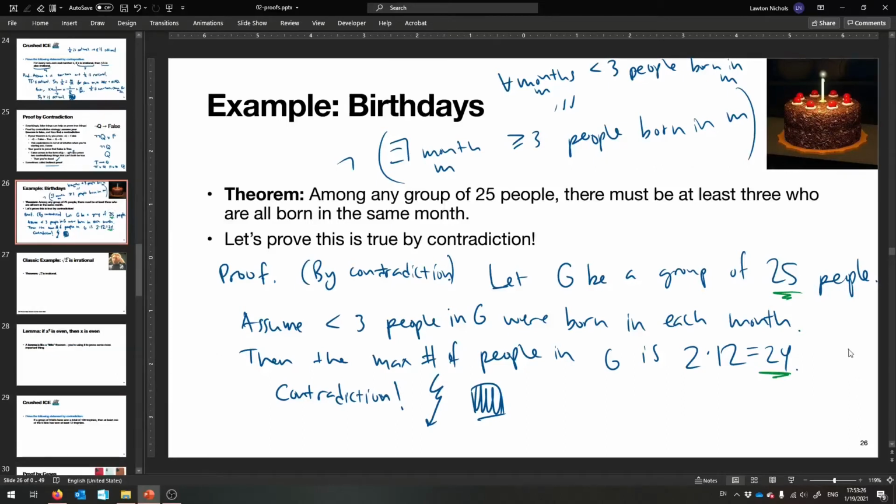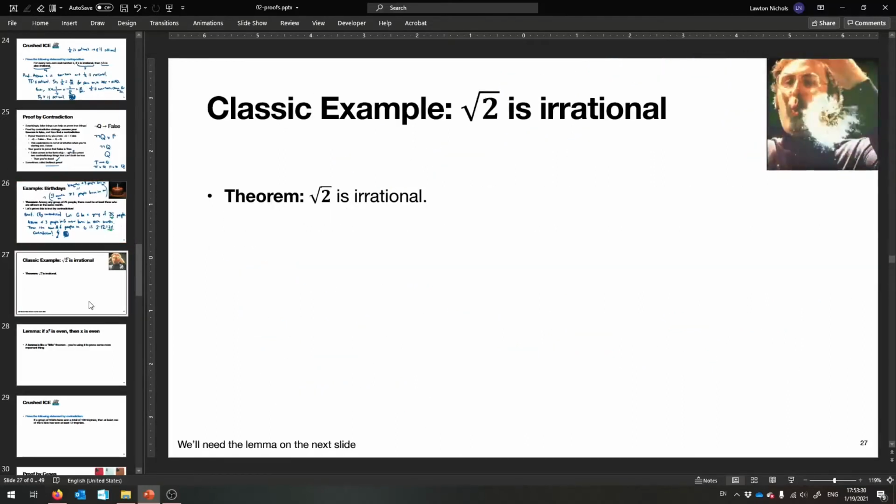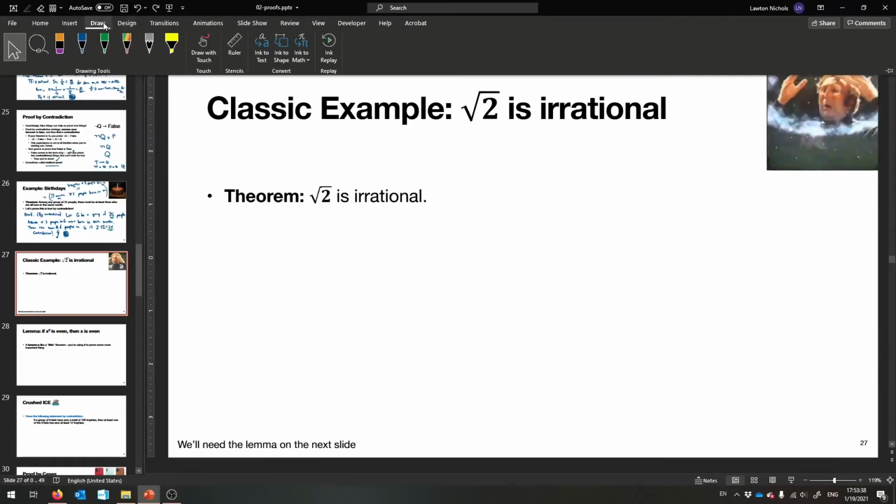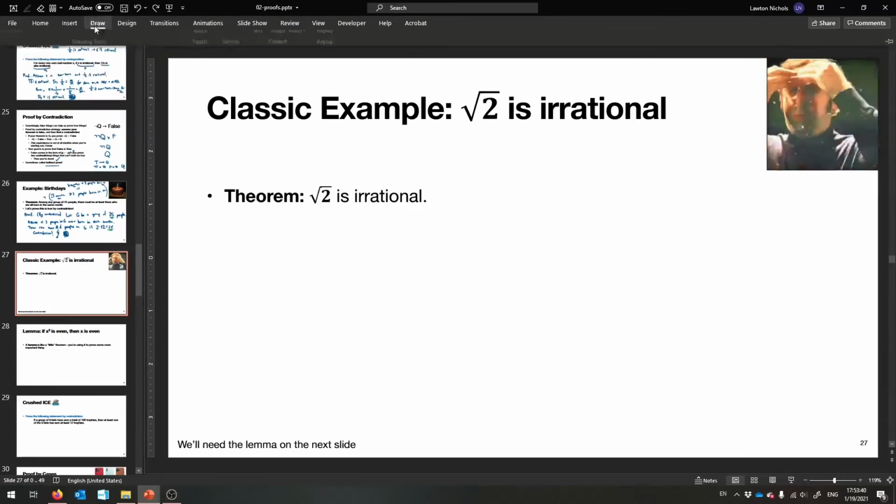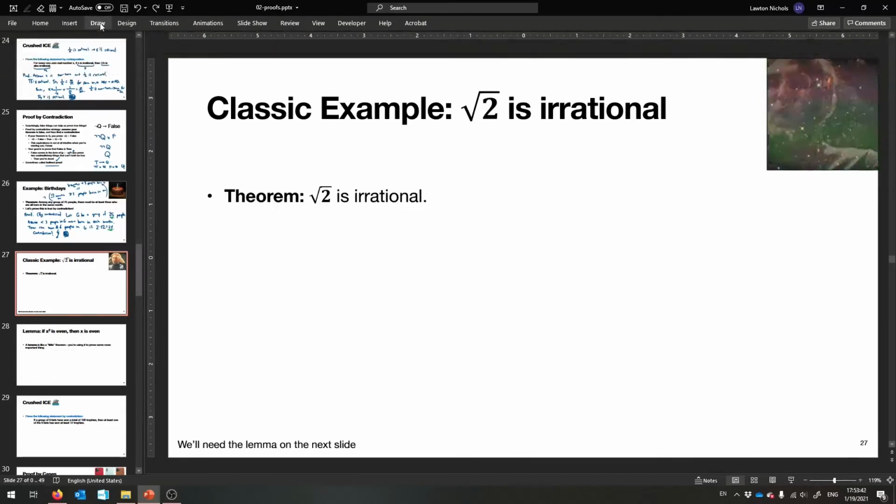So if that was exciting for you, get ready, because I'm about to show you one of the coolest proofs around. It's a very classic example of proof by contradiction. It's showing that the square root of 2 is irrational. Okay, so it's not a rational number. It can't be represented by a over b for some a and some b. So the way we do it is by contradiction. So, proof by contradiction.